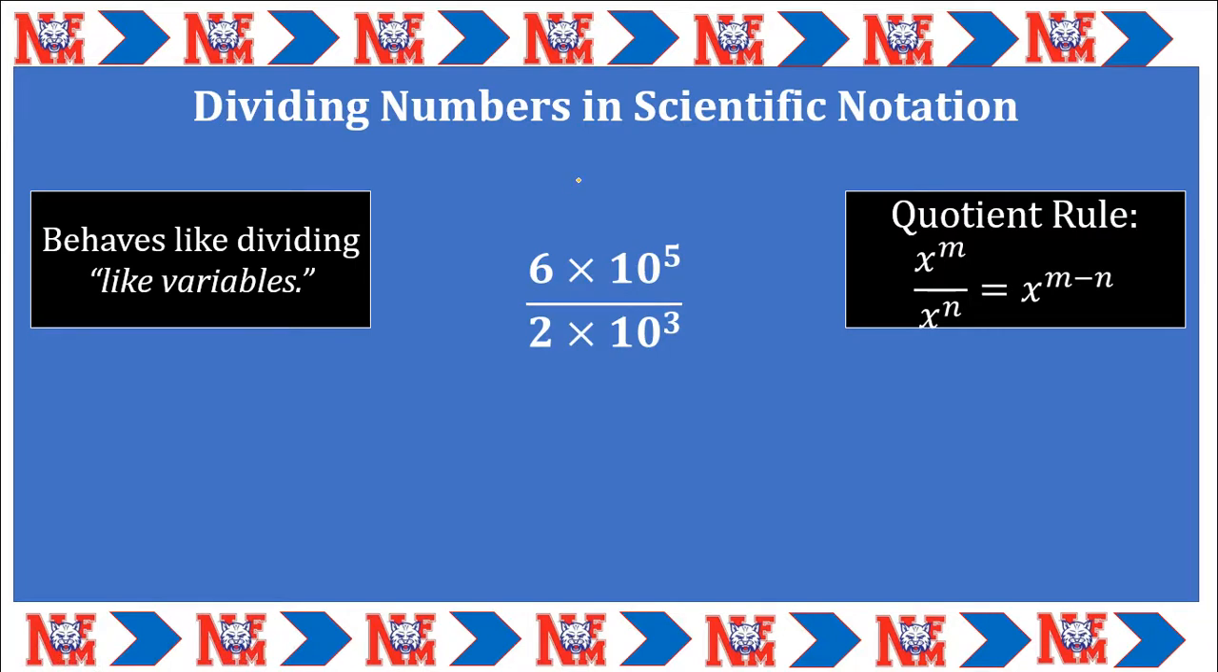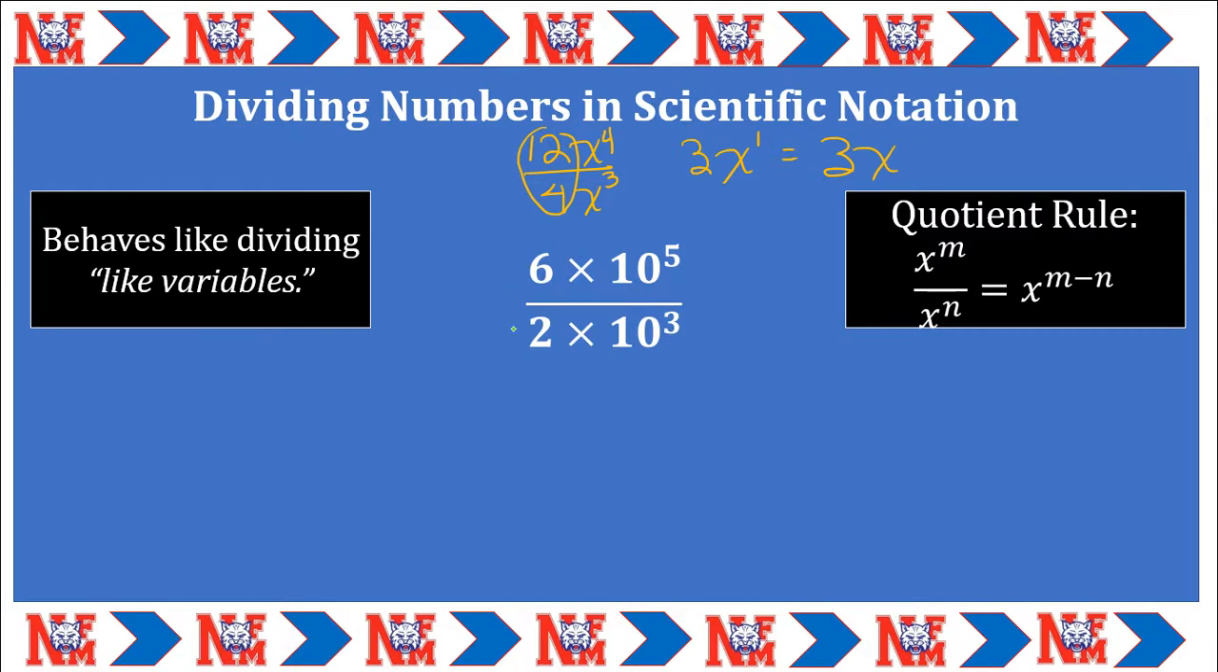Okay, dividing numbers in scientific notation is very similar to dividing like variables. So if we have 12x to the fourth over 4x to the third, we would simply divide coefficients and get a 3, apply the quotient rule, and subtract exponents. 4 minus 3 is 1, and we can simply write it as 3x.